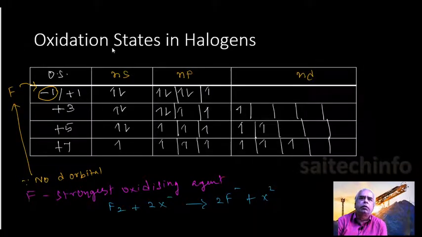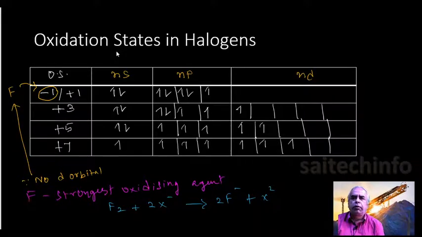Just look at the electronic configuration. As we know already, the halogens have the general electronic configuration ns2 np5, is it not? In the case of fluorine, it is 2s2 2p5 after helium, is it not? That is the way we write down the electronic configuration based on the inert gas.